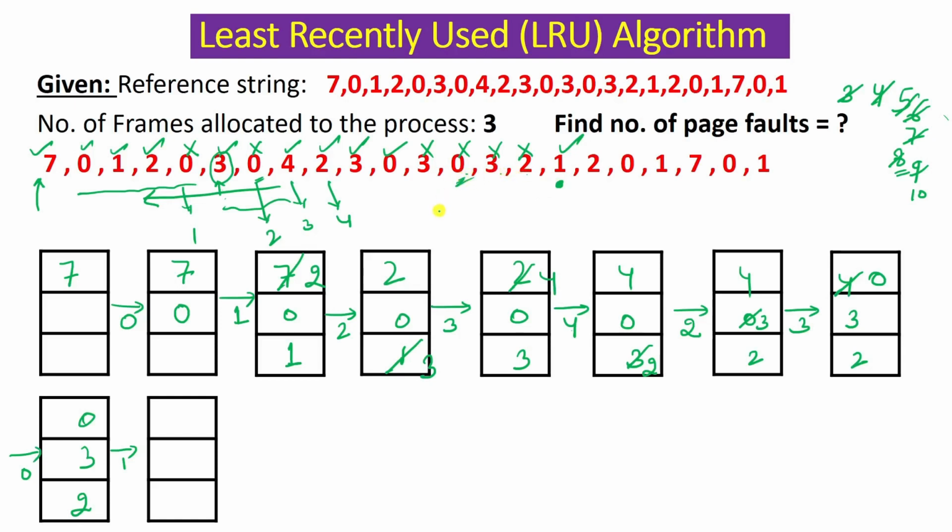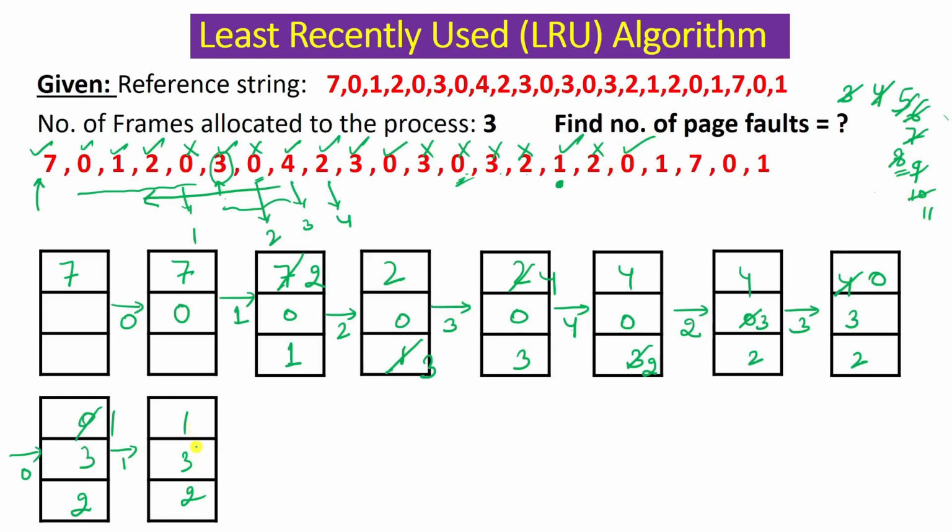Okay, so I should replace this 0, right? So 1 will be here, 1, 3, 2. Okay, now we have 2. So will 2 generate page fault? Here 2 is already here. Okay, it will not generate page fault. 0, yes, 0 will generate page fault, it is not already here. So my total count will be 11.